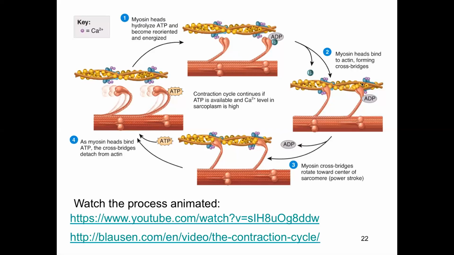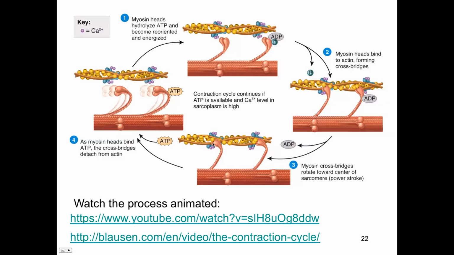Now, for the next step, to get to step 3, what's going to happen is that ADP is going to come off. When the ADP comes off, that causes the head group to bend and pull the actin and cause the sarcomere to shorten.